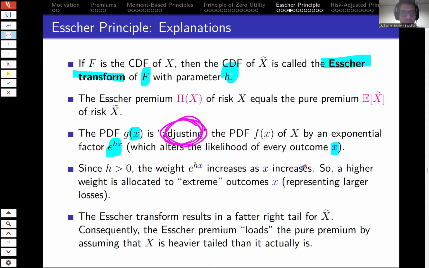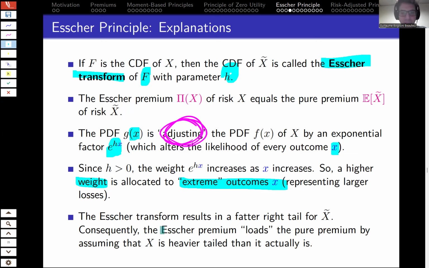Said otherwise, we are allocating a bigger weight to extreme outcomes of x. So if you compare x to the newer version x tilde, the newer version x tilde has extreme values, by extreme I mean big values, strongly positive. Those values have a higher likelihood of occurring in the case of x tilde. That is to say, the Esscher transform results in a fatter right tail for x tilde. Again, because a fat tail means that very large outcomes have some non-negligible probability to happen.